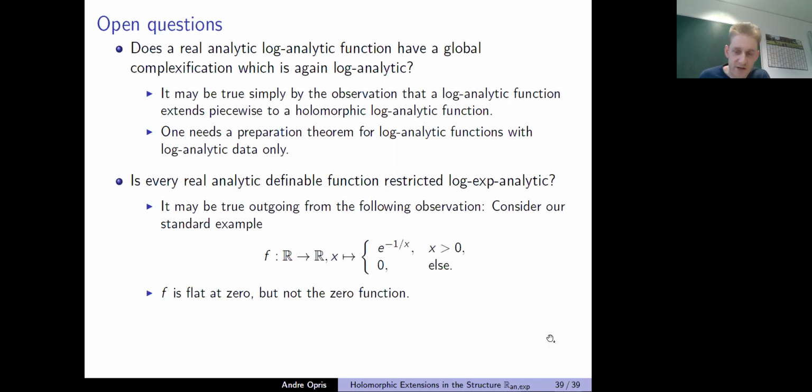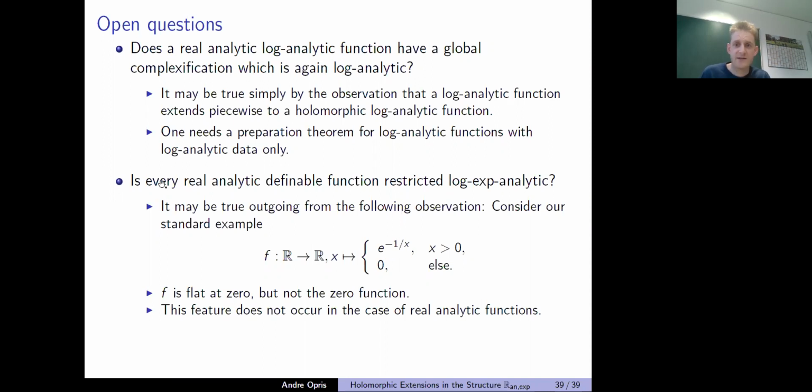So this feature cannot occur in the case that a real, so if this function here would be real analytic, then it would coincide with the 0 function, which is not the case here, but it's flat. So this feature cannot occur in the case of real analytic functions.